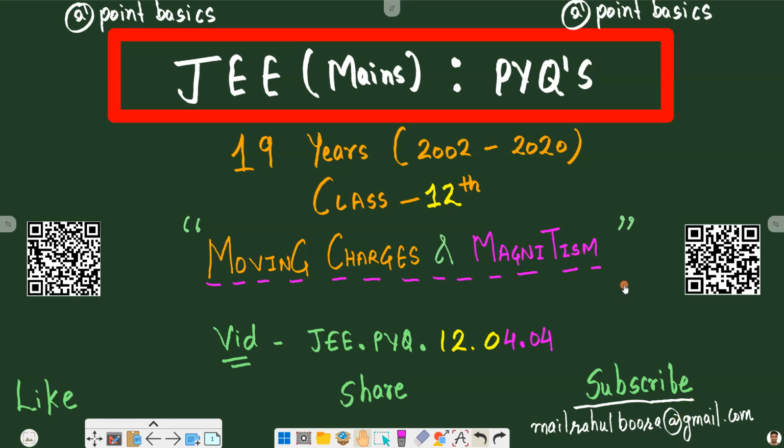Welcome back, everybody. This is our fourth class in JEE Mains previous year questions for chapter Moving Charges and Magnetism of class 12th. Before this, in this series, we have made three videos, and all of those videos are available on our YouTube channels. And we have also started a similar series for NEET previous year questions. So you can go to our channel and in the playlist section also find those videos.